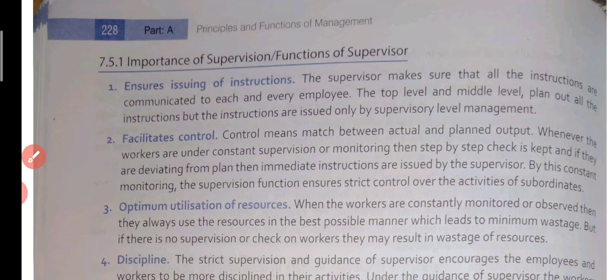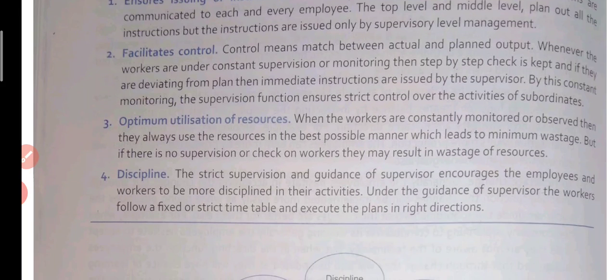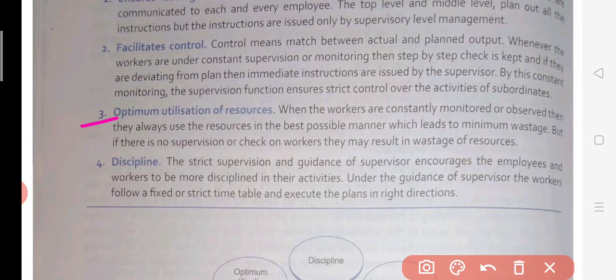But the direction should come at the right time from the supervisor. Otherwise, what will happen? Once the month is finished and you are ending with 80 cars only, then it is a problem, and direction will be of no use. Then, optimum utilization means best utilization of resources.